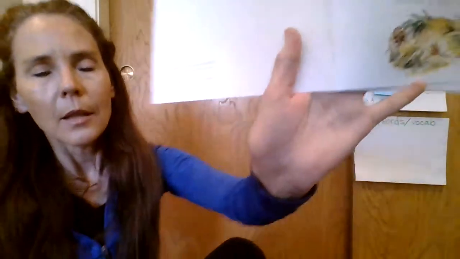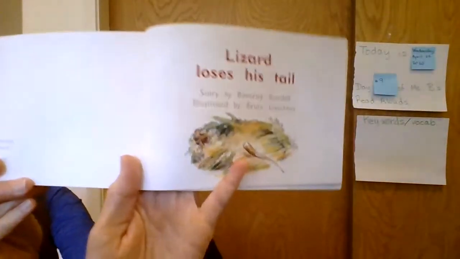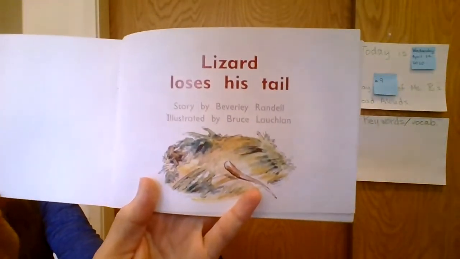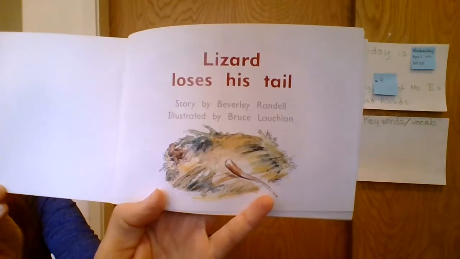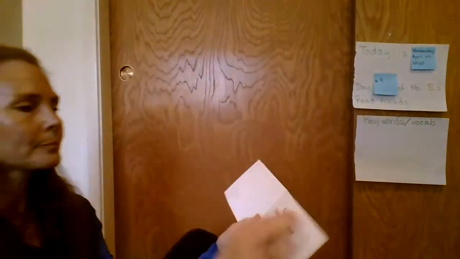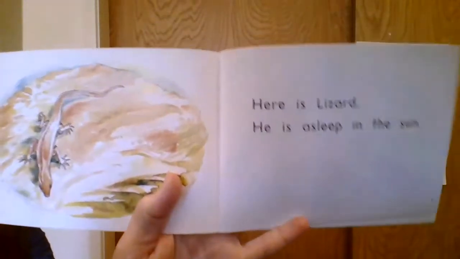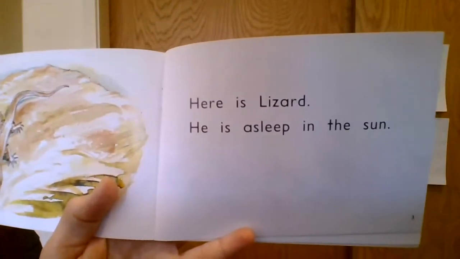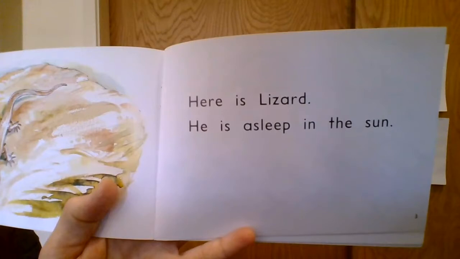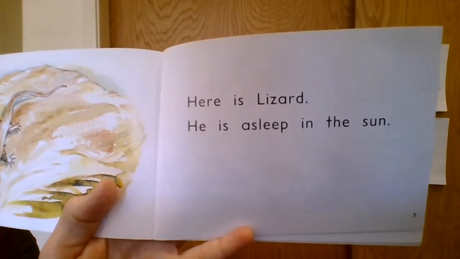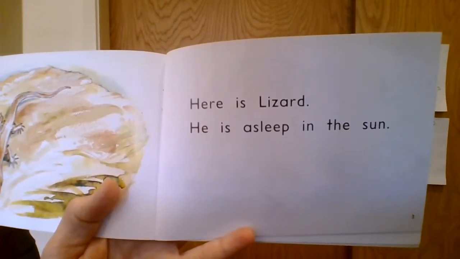Okay, now I'm going to show you the words very closely because students who are reading at this level need to be reading the book with me. It's called Lizard Loses His Tail. Here is lizard. He is asleep in the sun. You read it.